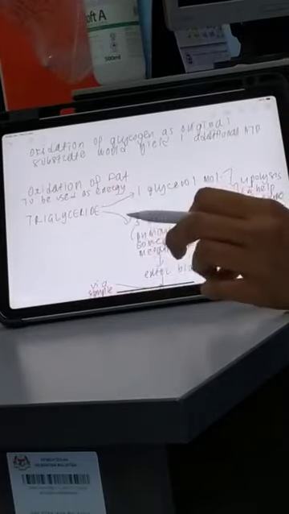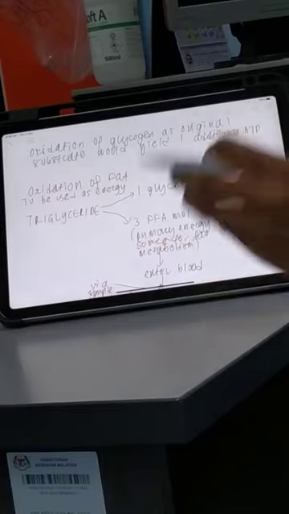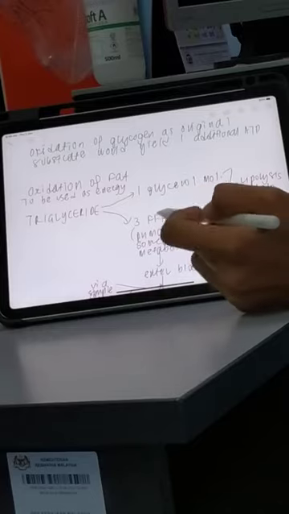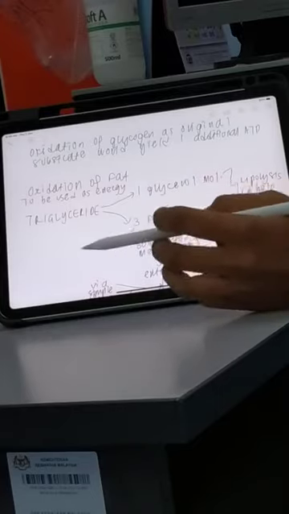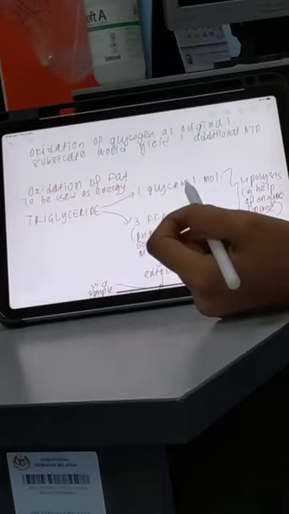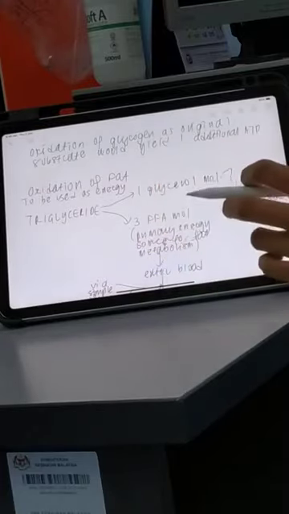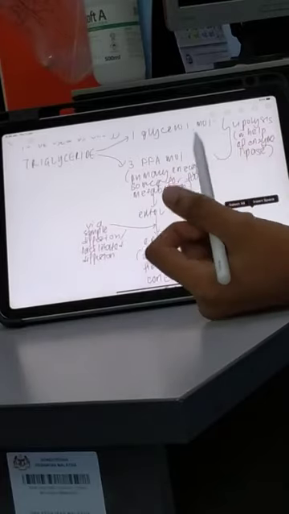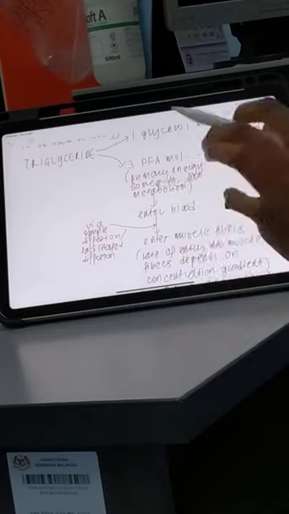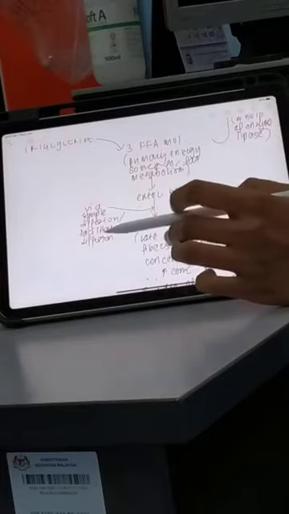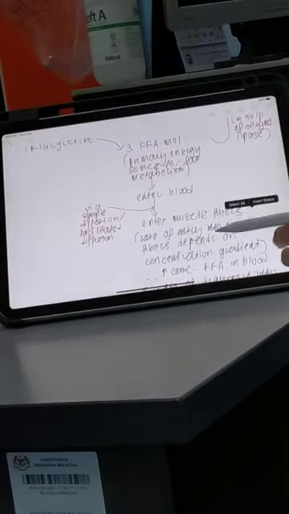So to be used as energy, triglyceride will break down to glycerol, 1 glycerol and 3 free fatty acids, with the help of the enzyme lipase, and we call the process lipolysis. So what happens is this FFA is a primary energy source for fat metabolism. So it enters the blood and then it enters the muscle via simple diffusion or facilitated diffusion.